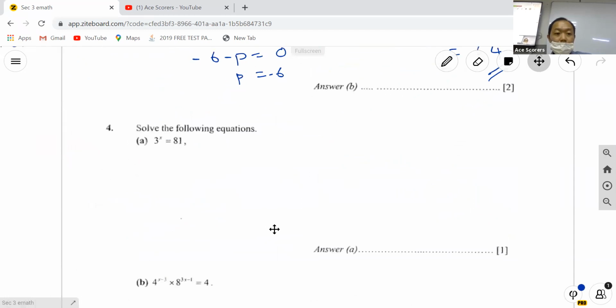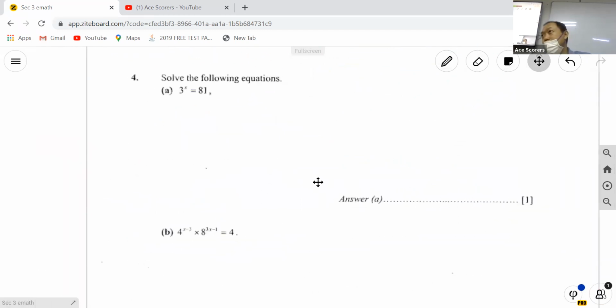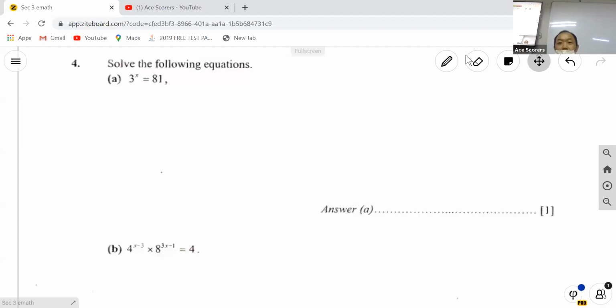Okay, how about here? Solving this. Do you know how to do? Yeah. Yes? Yeah, you know how to do? Yes. Okay, can you try?